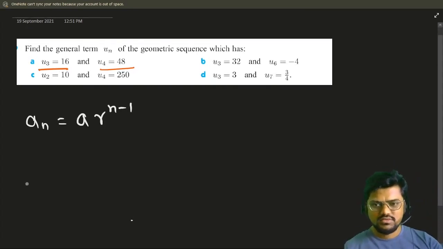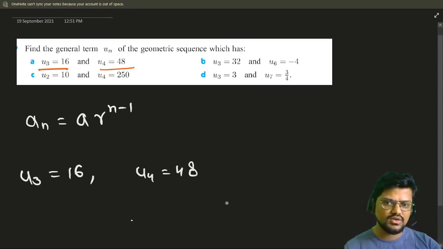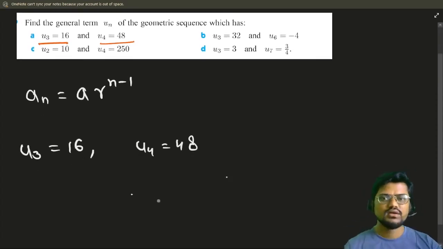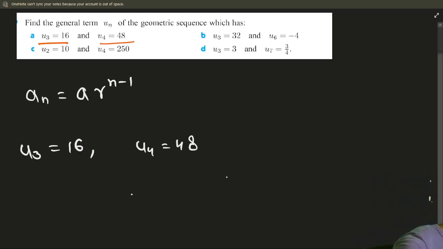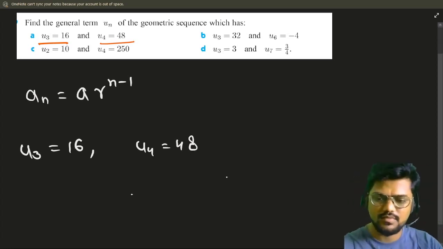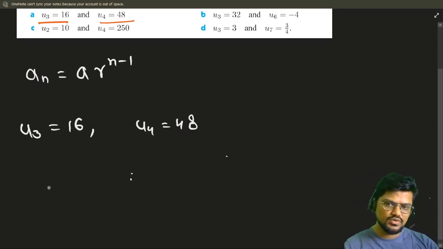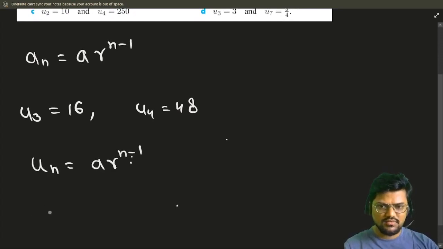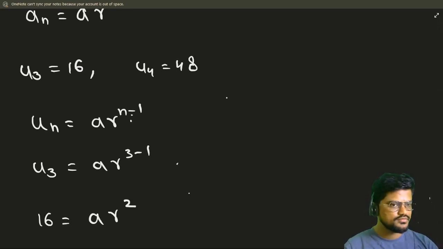Now, what is given? The third term is given, that is 16, and the fourth term is given, that is 48. You need to find the general term. How do we write the general term? Just a moment. Okay. Now, the third term is 16. What we know, un equals a into r raised to n minus 1. So u3 will be equal to a into r raised to 3 minus 1. But u3 is how much? 16. 16 equals a into r raised to 2.